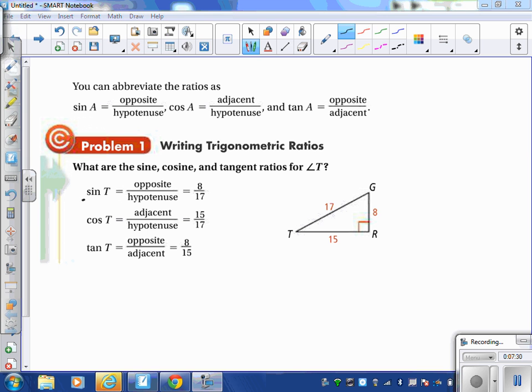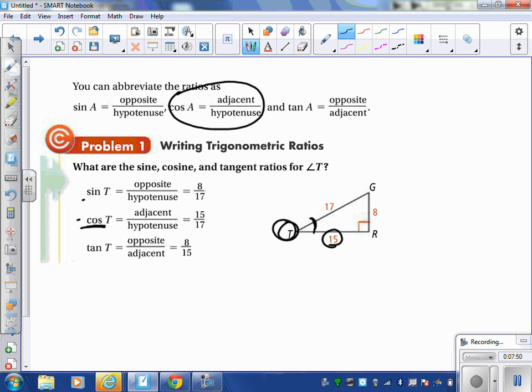If we look at cosine of T, cosine again is adjacent over hypotenuse. So I'm looking at the cosine of angle T. We are looking at the adjacent, which is the leg right next to it, 15, over the hypotenuse, which is the 17, which goes on the bottom. You have 15 over 17.